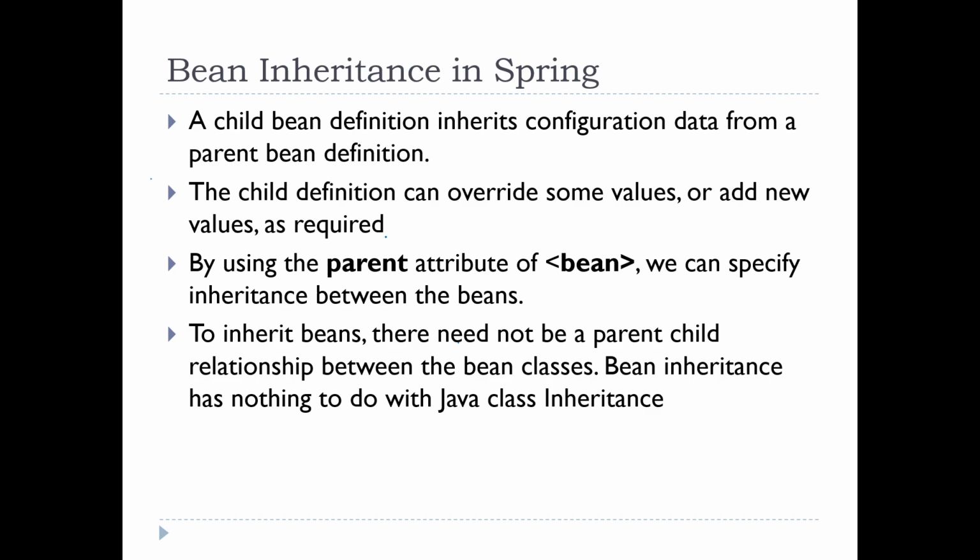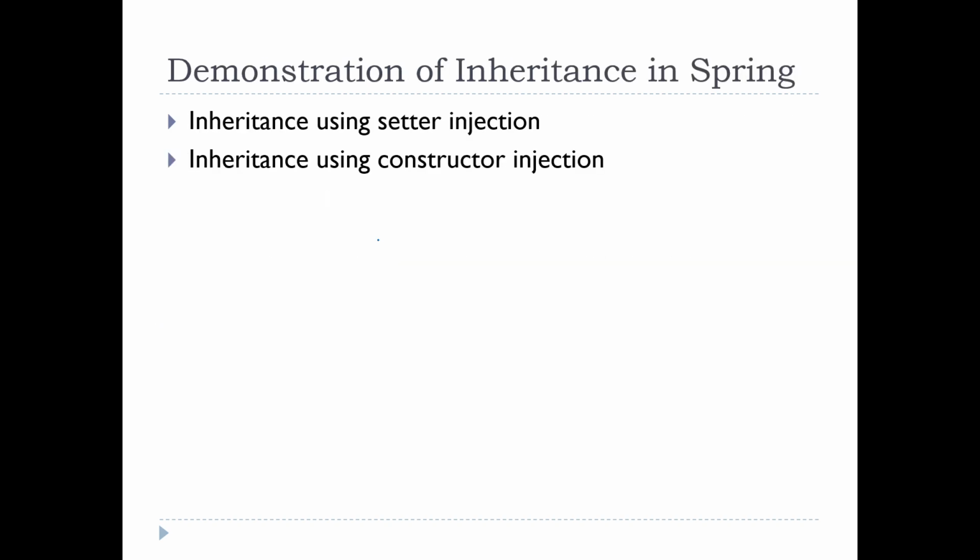So the child definition can also override some values. So if there are some properties which are already set in the parent bean, but we want to override the value, then the child bean can also override some of the values, or it can also add new values as and when required. So we can do this using the parent attribute of the bean tag, and we will see a demonstration of how we can achieve this reuse of code in Spring.